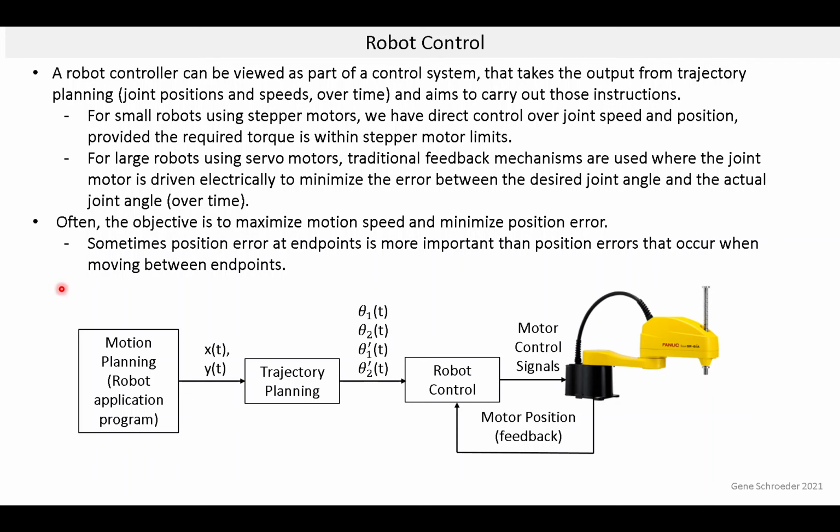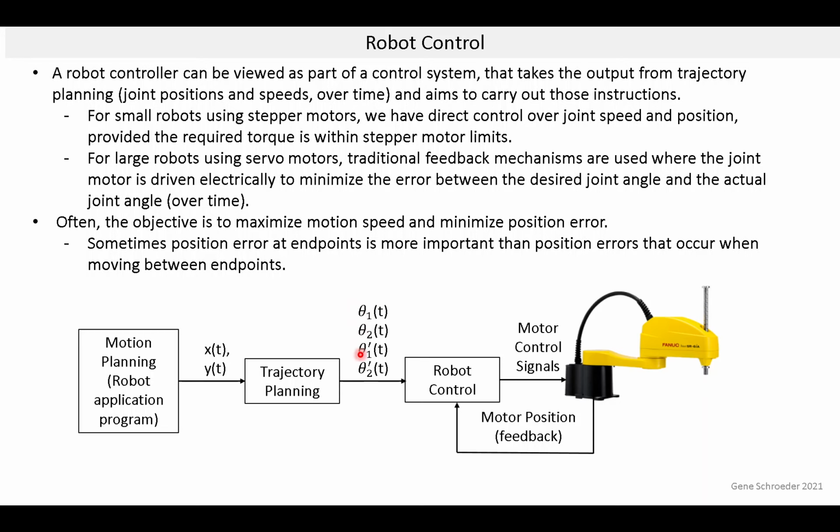So here is a simple block diagram of a robotic system, as we've been discussing. If we go from left to right, we start with motion planning, and that is the robot application program that's deciding what to do. Typically it outputs Cartesian coordinates of where the robot should be, as a function of time. That enters trajectory planning, and it then takes those instructions and converts them, as you know, into the robot joint angles as a function of time.